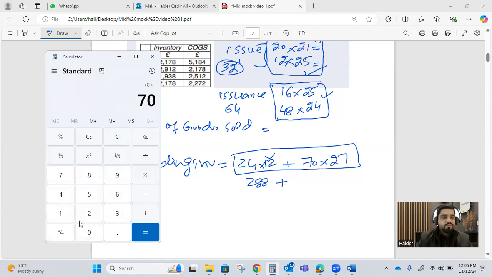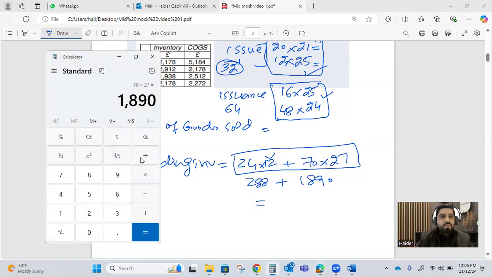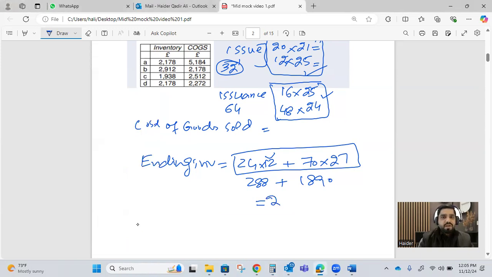70 times 27 gives me a value of 1890. So 1890 plus 288, the ending inventory value plus 288, is going to be equal to 2178 pounds. So this answer is prevailing in option A and D, but we have not yet confirmed the cost of goods sold. So let's calculate the cost of goods sold for this.